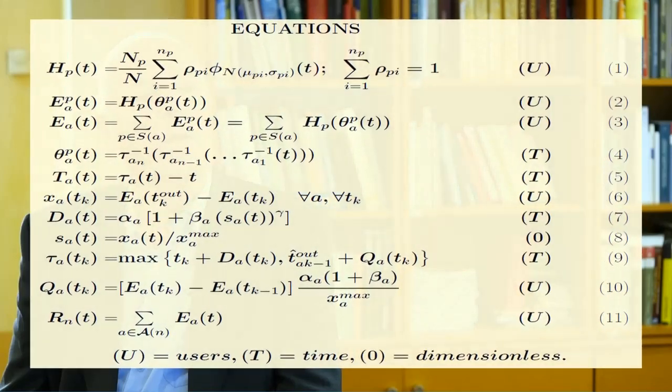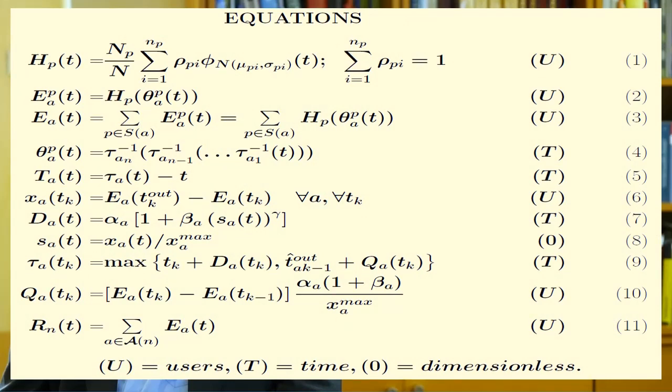After all this process, we have obtained the following equations, which will allow us to solve the problem. Equation 1 provides the path p cumulated number of users at time t in terms of the cumulative normal distributions, where n_p and n are the number of users of path p and the total number of users, respectively. Equation 2 gives the cumulative number of users of path p at the end of link A and time t, in terms of h_p of t and the theta function. Equation 3 gives the cumulative number of users at the end of link A and time t in terms of e_ap of t.